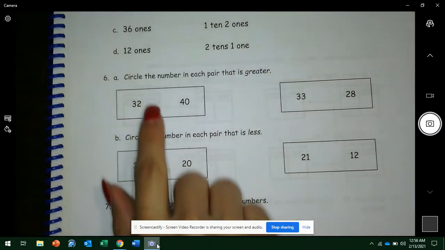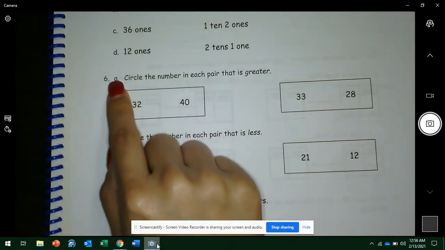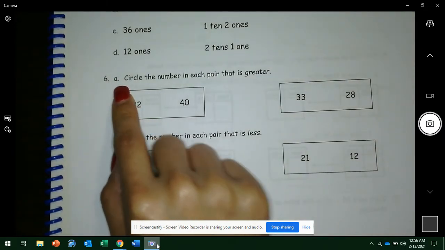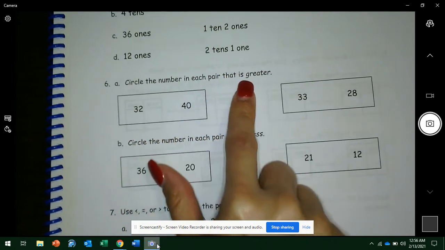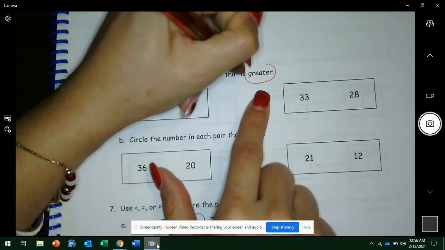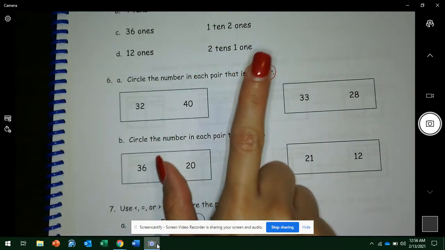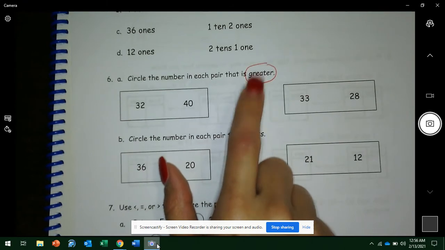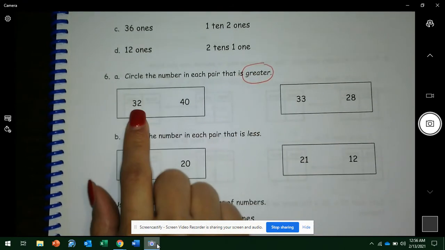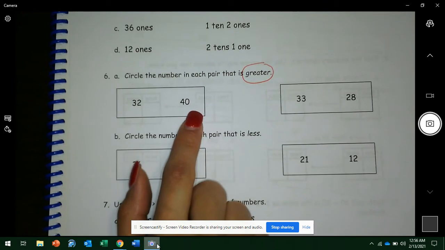6. For A, look at 6 and look at letter A. Circle the number in each pair that is greater. What number are you looking for? The number that is? Yes, greater. So look at the box. You have 32 and 40. Which number is greater? Get ready.